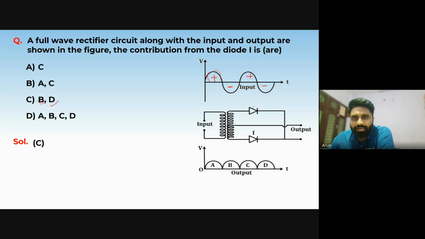But when the polarity changes in the input, if we deal with the negative portion, the polarity will change from negative to positive. Now you will see the positive end is connected to this diode I.